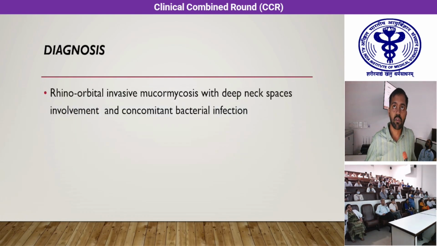So now the diagnosis of rhino-orbital invasive mucormycosis with deep neck space abscess involvement with concomitant bacterial infection was made, and the patient was treated with antifungals as well as antibiotic therapy.